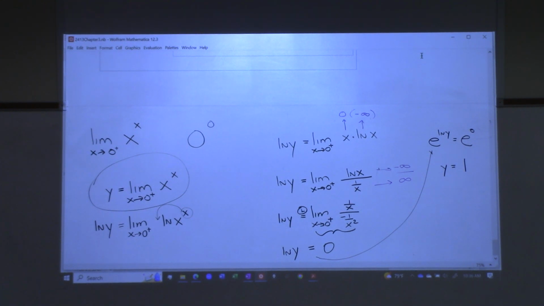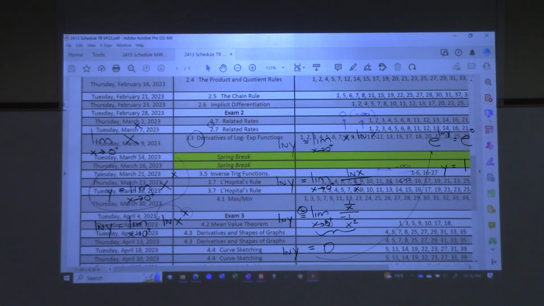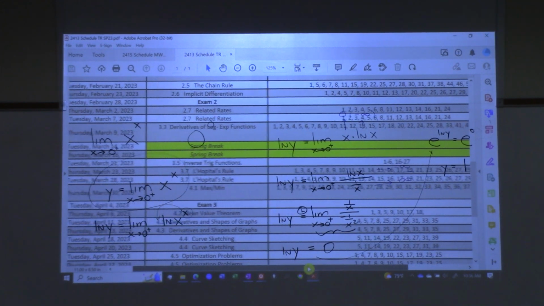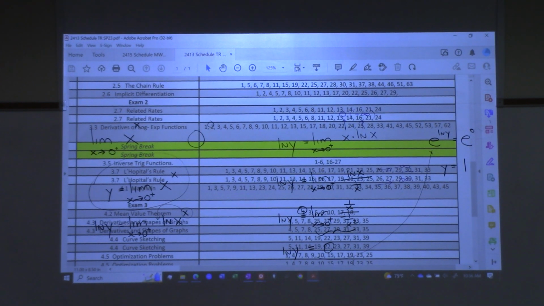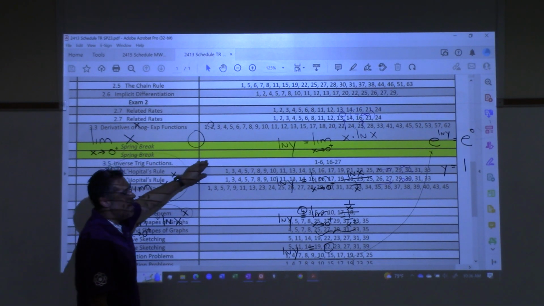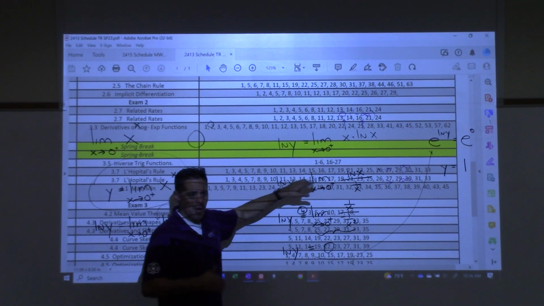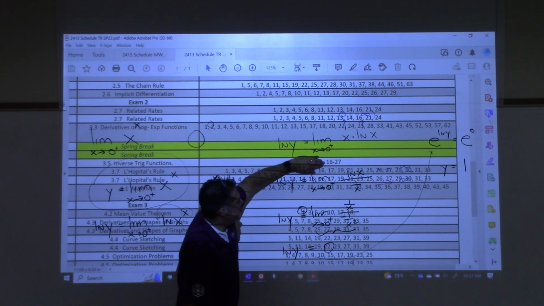Okay, I think you've had enough for the day. Your homework is to make sure that you have done all the homework. I would expect at this point that you have done the 3.3 as much as you can in 3.3, derivatives of exponential logs. The 3.5, those problems due for homework, that's the inverse trig functions that we started class with, right? The 16 through 27.